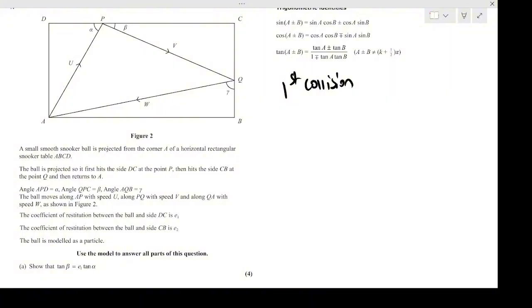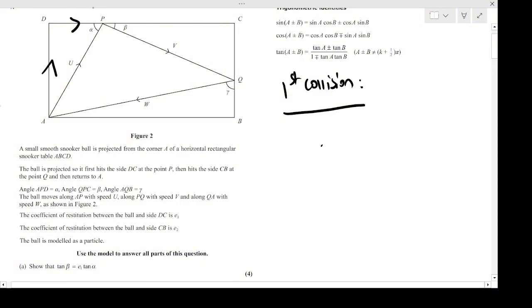And again, I'm going to just do the parallel and the perpendicular components. So it wants me to show firstly that tan beta is E1 tan alpha. Again, it looks a bit scary, sort of a random thing to get right. But I'm just going to do the standard stuff. So my first collision. So this is my initial speed U. Hopefully you can see that right. So if I split it up, I'm going to go up here and then across there.